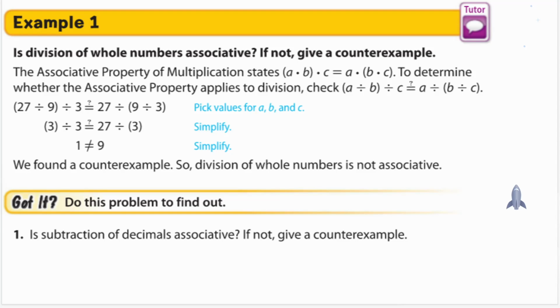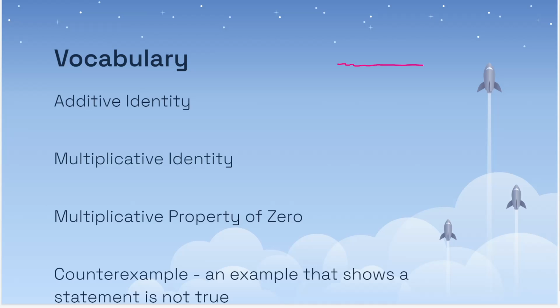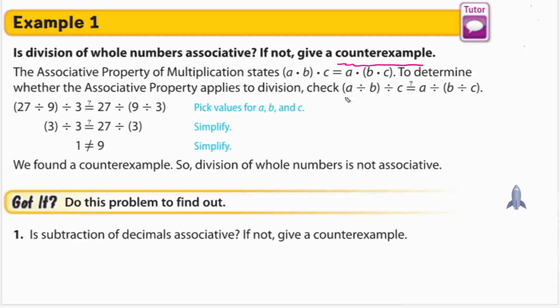Example number 1. Is division of whole numbers associative? If not, give a counterexample. And what is a counterexample again? An example that shows a statement is not true. So how do we know if division of whole numbers is associative? Well, let's take a look.